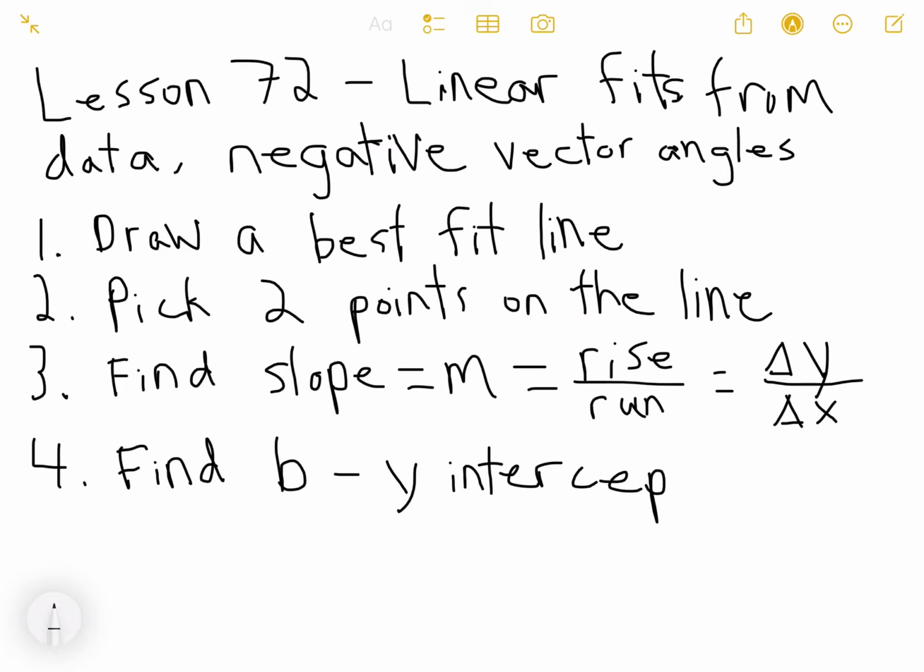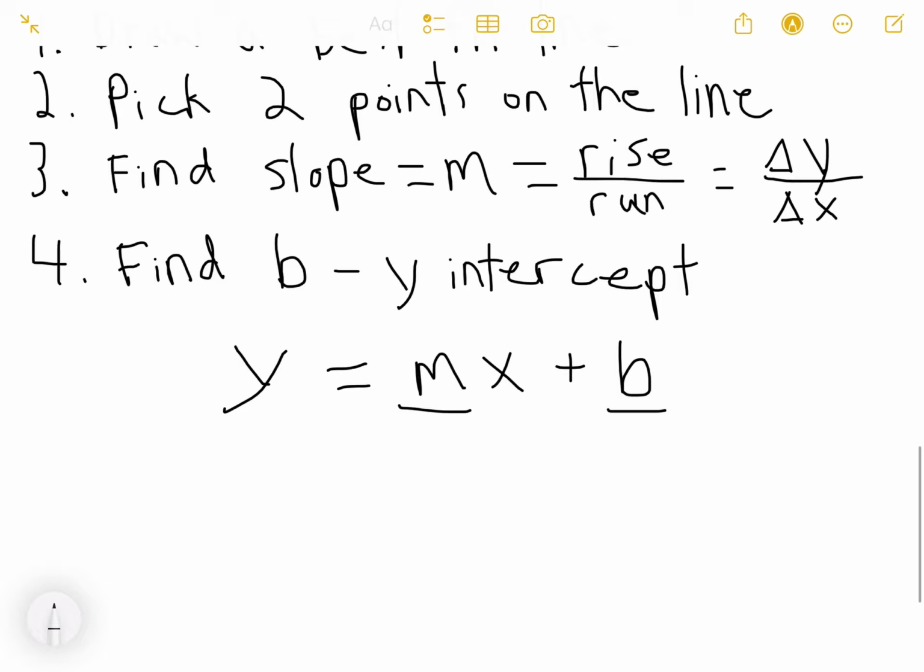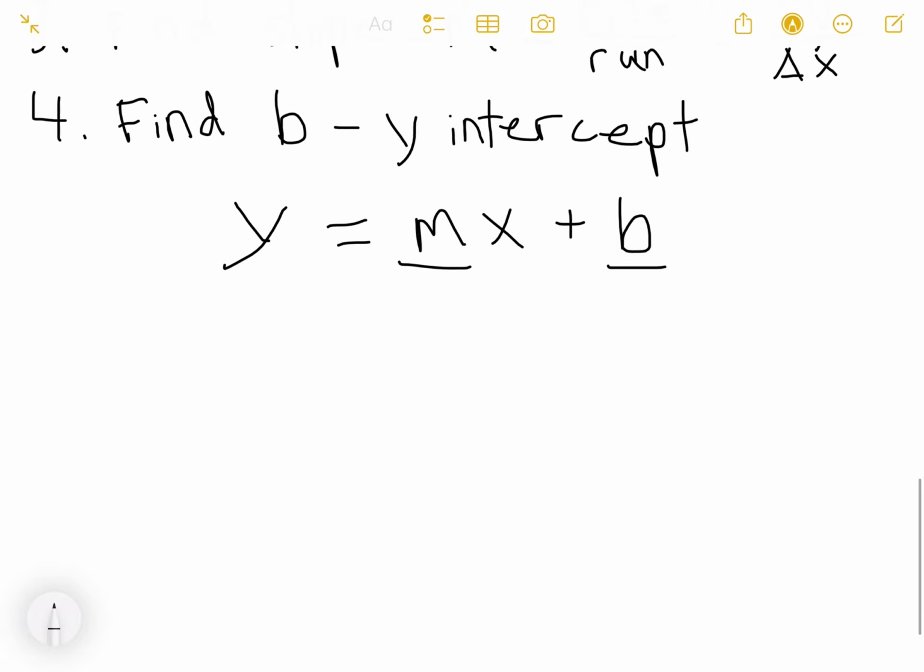And this brings me to our equation. What is our equation? Well, our equation says that y, which is our vertical axis, is equal to m times x plus b, where y and x are values on the graph. m is my slope. So I'm going to find my slope, and then I'm going to find b. So now, what does this look like on my graph?